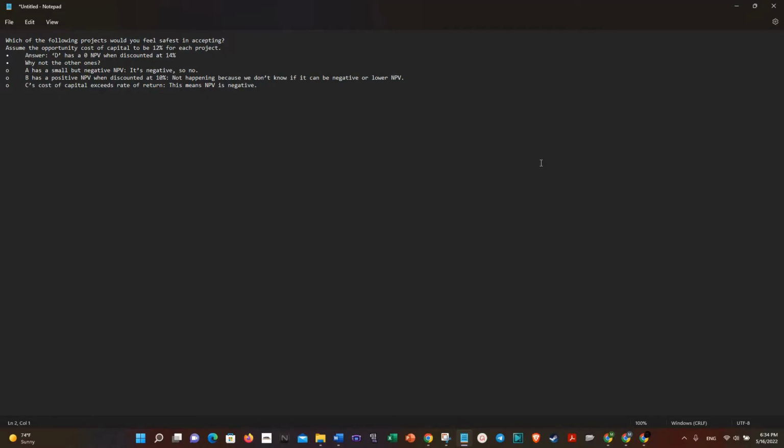In this case, we pick D. And this is why. A is negative, so we don't pick it. B has a positive NPV when discounted at 10%, but we're not taking this because we don't know if it can be negative or lower NPV. And then C's cost of capital exceeds the rates of return, meaning that the NPV is negative. That's just a bit of a rule one.